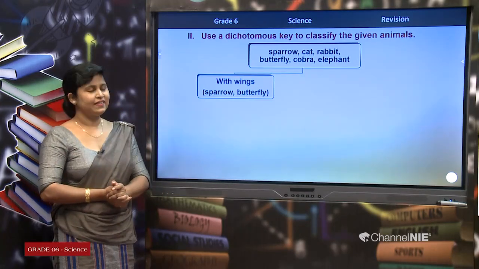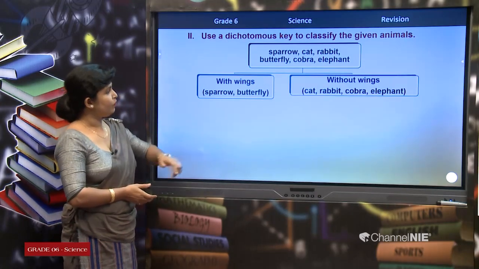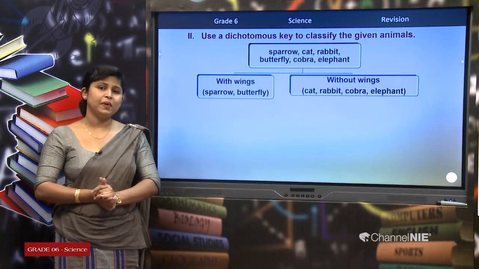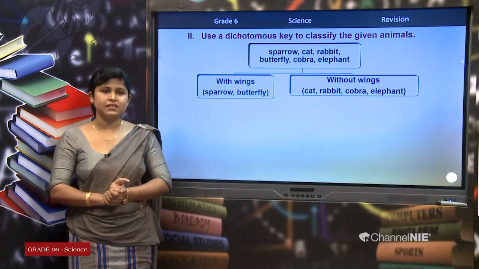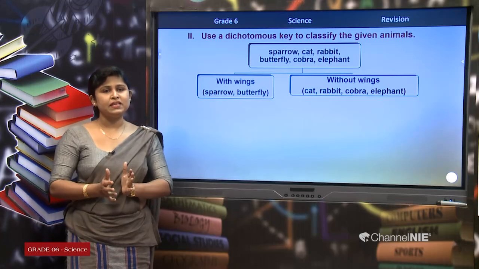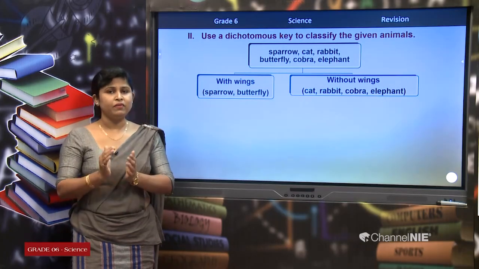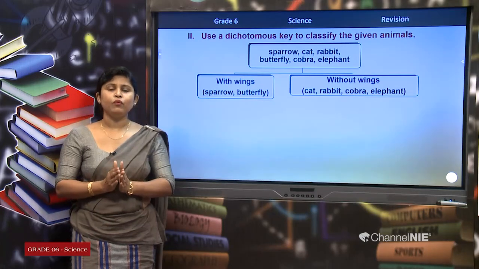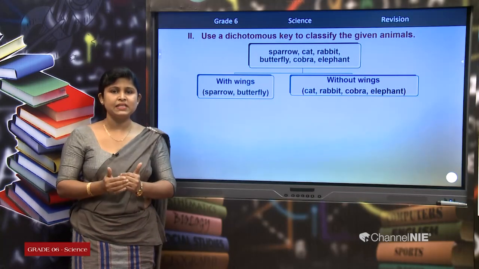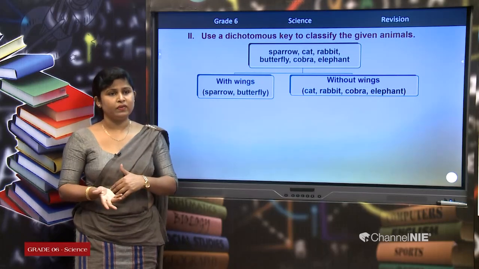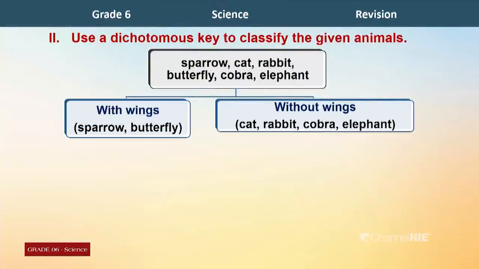With wings and without wings. I think you can remember when I was explaining about the dichotomous keys, I told you about the presence and absence of a characteristic feature. Right? So, when we construct the dichotomous key, we have to think about the presence and absence of the feature. With wings, without wings, right? With wings, without wings. My dear children, you have to consider the animals given here.